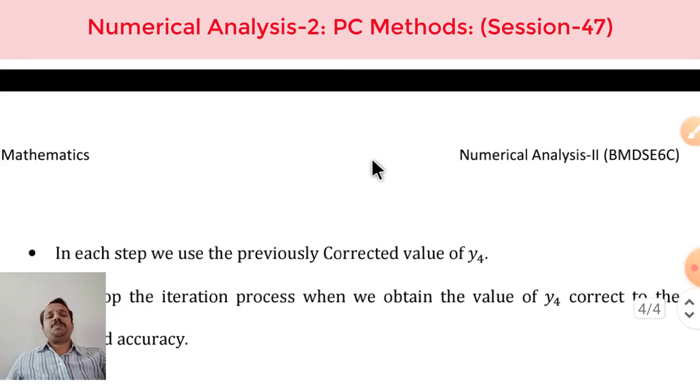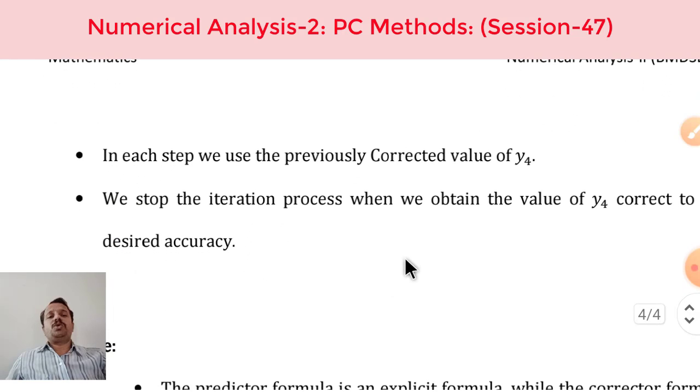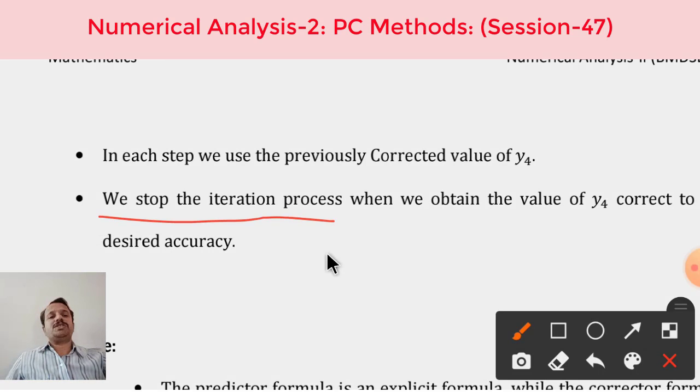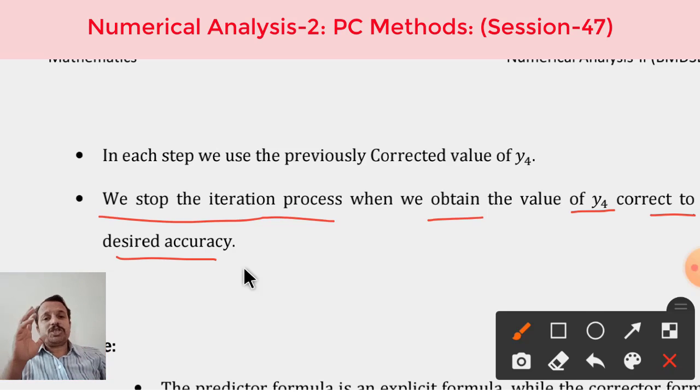The iteration process must be stopped when two previously corrected values are the same up to the desired number of decimal places. We stop the iteration process when we obtain the value of y4 correct to the desired accuracy. That is, when two corrected values of y4 are the same up to the desired number of decimal places, then we can stop this process of iteration and take that answer as the final answer. That is the thing we have to understand.